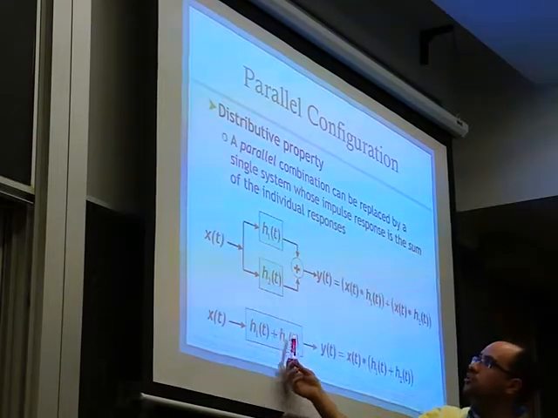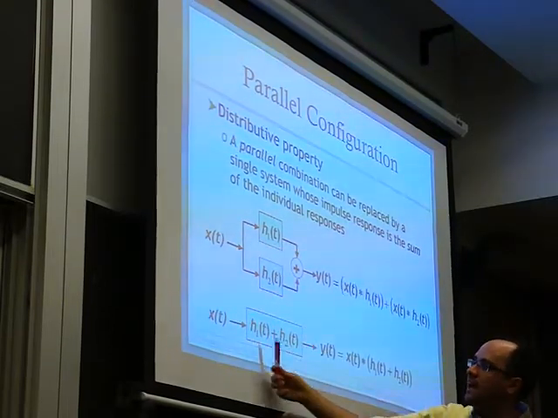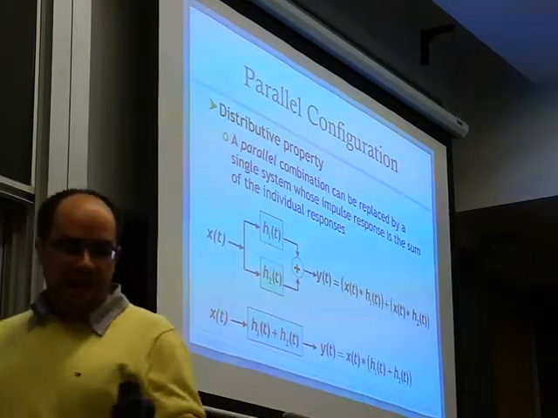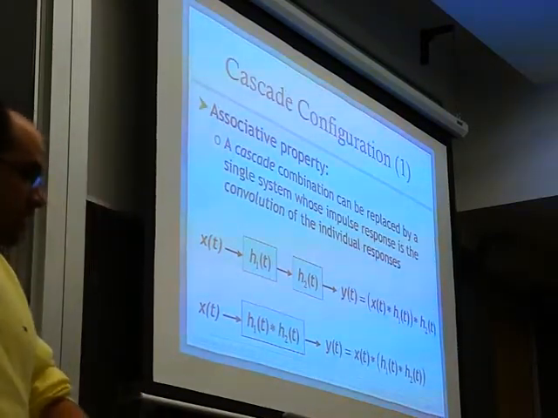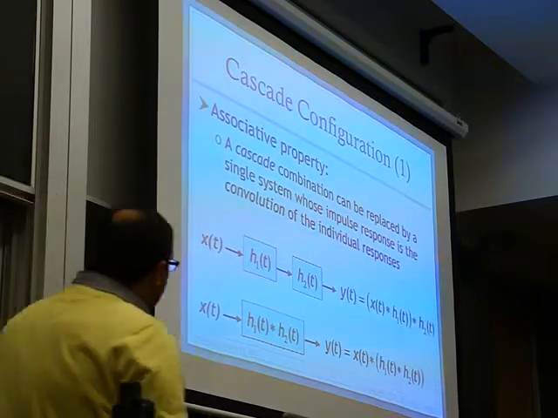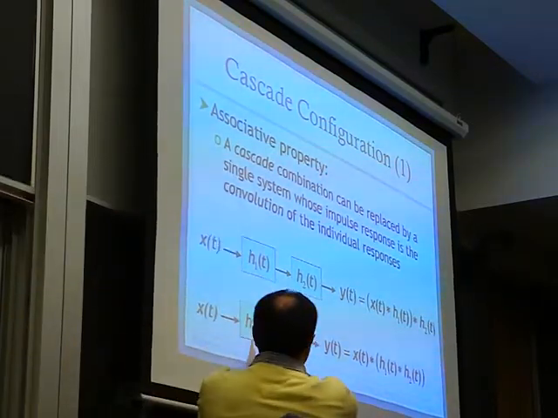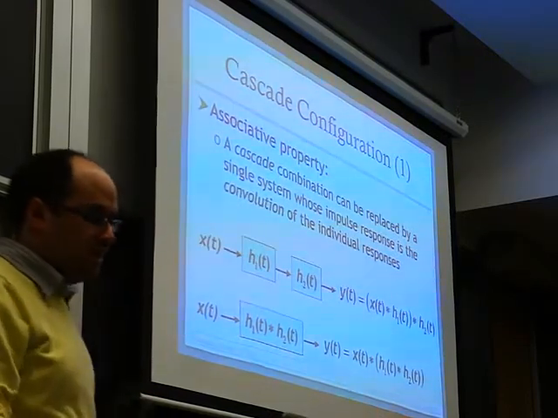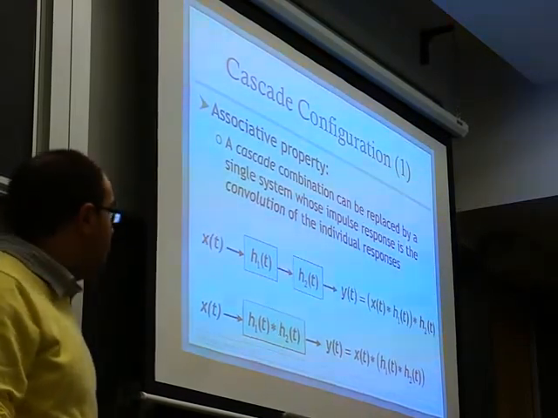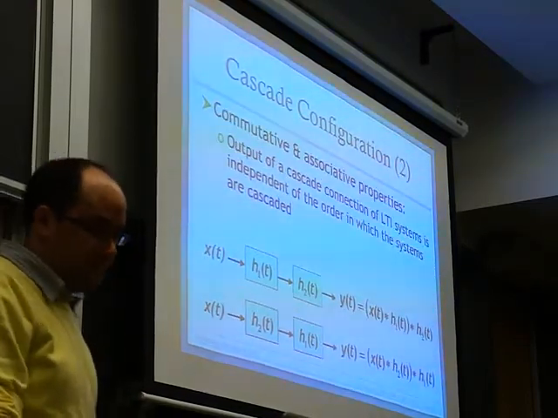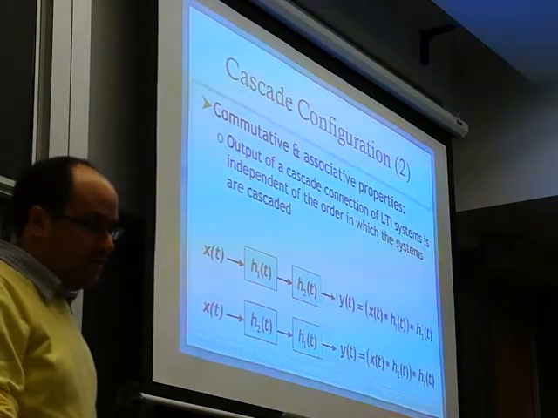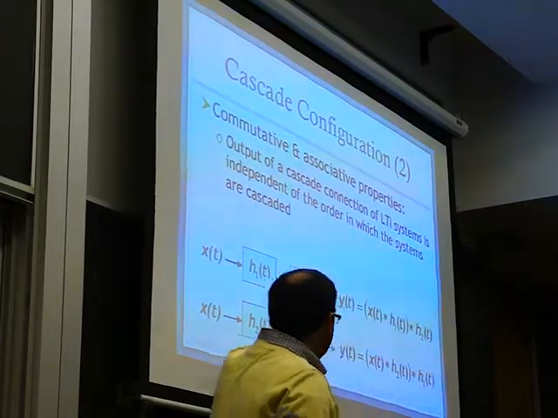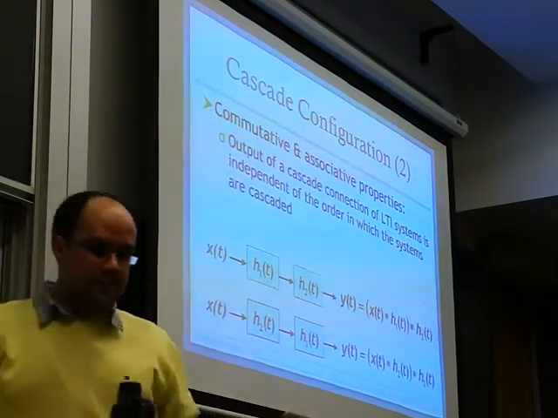This is how you do it for parallel: you simply add the impulse responses together. In the case of series, you convolve the two impulse responses together, and that gives you the overall impulse response of the whole system. Also for series, it doesn't matter if you switch the order of the systems.